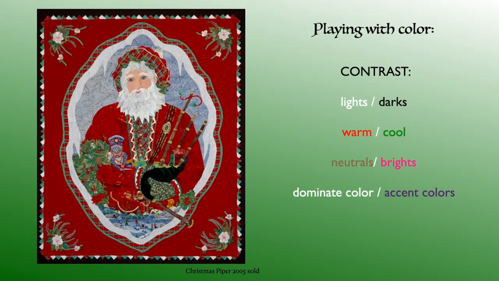When I'm planning colors for a quilt, it's really helpful for me to think about contrast too. And it can be as simple as areas that are light and areas that are darker, a mix of warm and cool colors, brights with neutrals like that background fabric behind the Santa, and usually a more dominant color or accent colors. And that could also be a more dominant color theme, like predominantly warm colors with accents of cool colors.